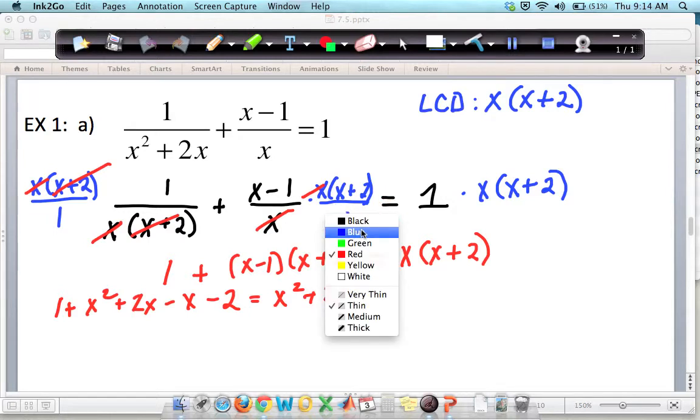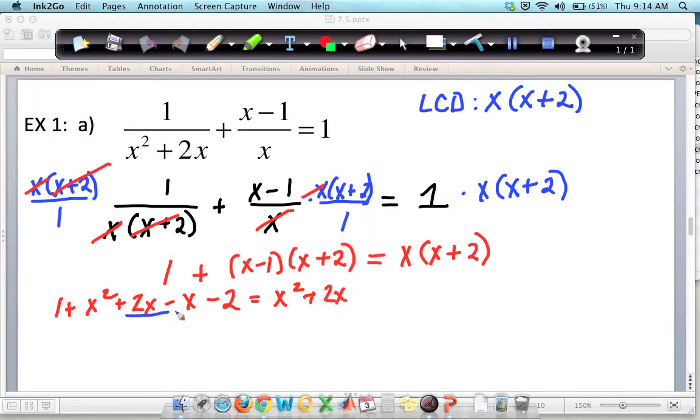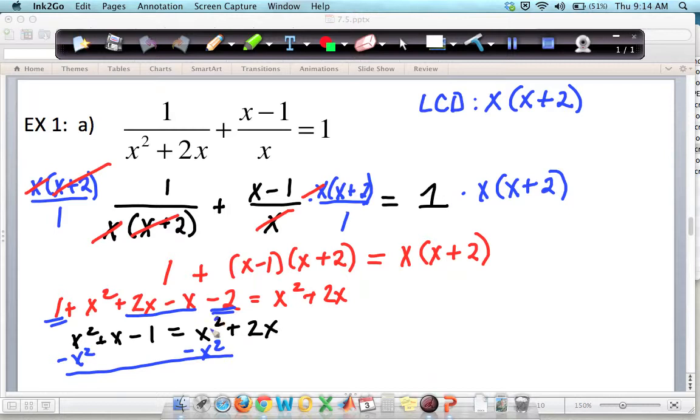Let's combine our like terms. So we have a 2x minus x and a 1 minus 2. And when I do that, I get x squared plus x minus 1 equals x squared plus 2x. And this looks like it's going to be a quadratic that I'm going to have to solve, but when I subtract x squared from both sides, notice that both of them cancel out.